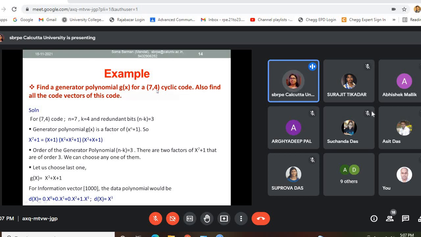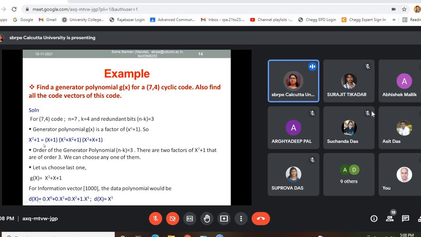So x to the power 7 plus 1. You have to factorize x to the power 7 plus 1. If we factorize x to the power 7 plus 1, then what are you getting? x plus 1, and so on. That means how you are factorizing your polynomial.